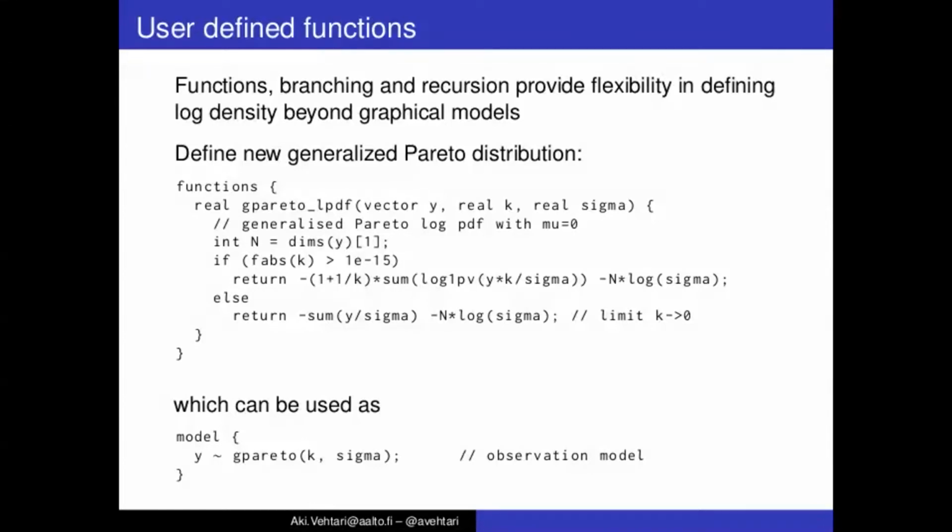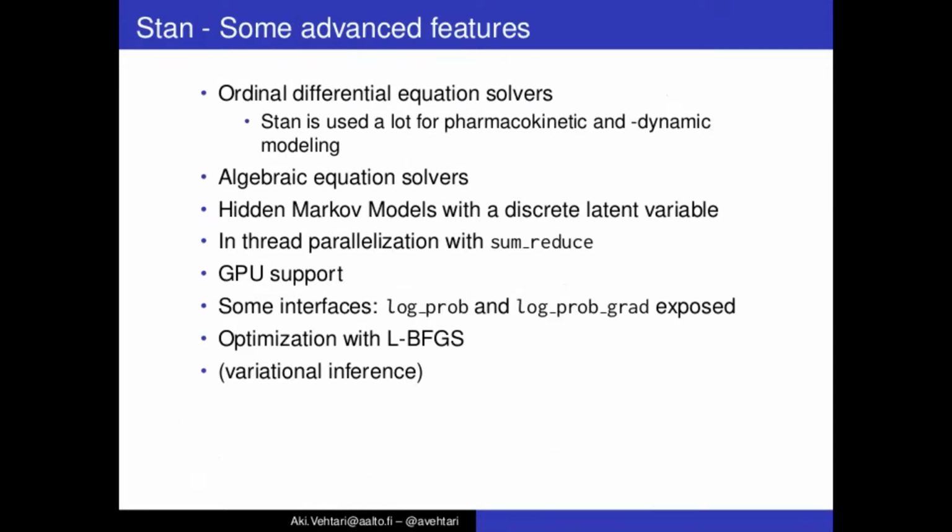For example, here's how to define a new generalized Pareto distribution in a function block. We just define the function g_pareto_lpdf, which when we use it would increment the target as previously discussed. You can see in this function we have an if-else branching depending on the value of k, so that we can get a useful result also in the specific case where k is very close to 0 or exactly 0. And then this user-defined function can also be used with the tilde notation, so we can say that y is distributed as g_pareto. But it's good to remember that this is just syntactic sugar for incrementing the log target with this log density.